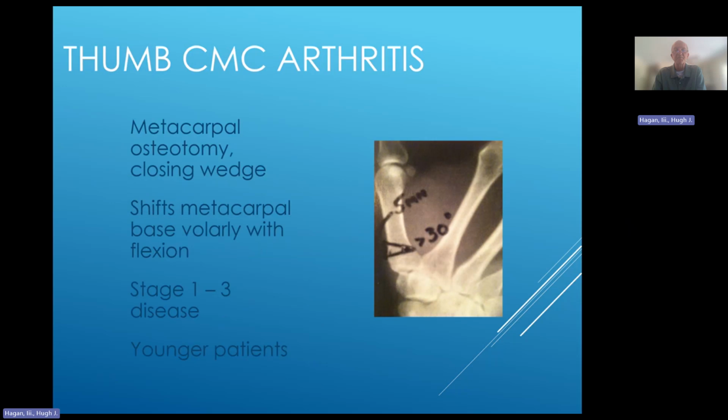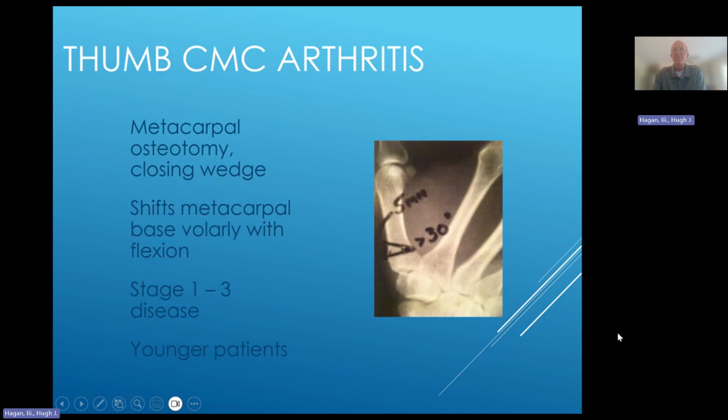some bone stock. A closing wedge osteotomy is cut from the base of the thumb metacarpal about 30 degrees, closed, fixed internally. I use a locking plate and screws. The original description was with K-wires or a tension band wire, which works well, generally in younger patients.